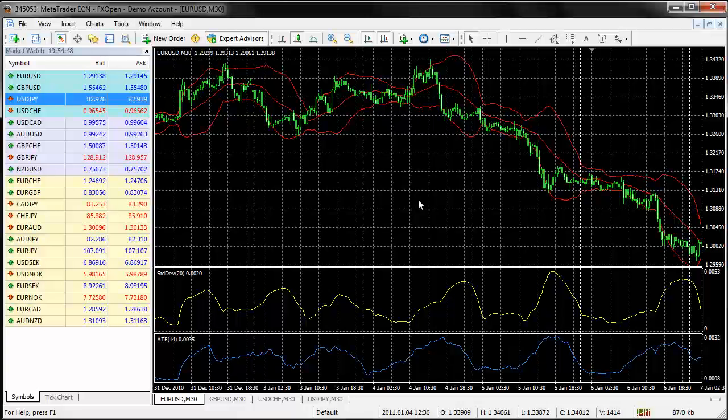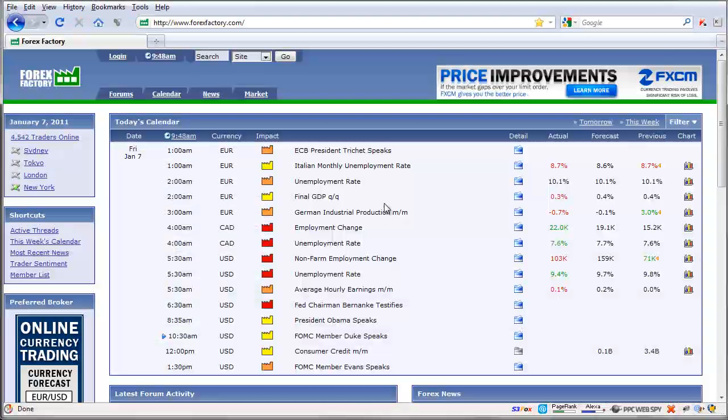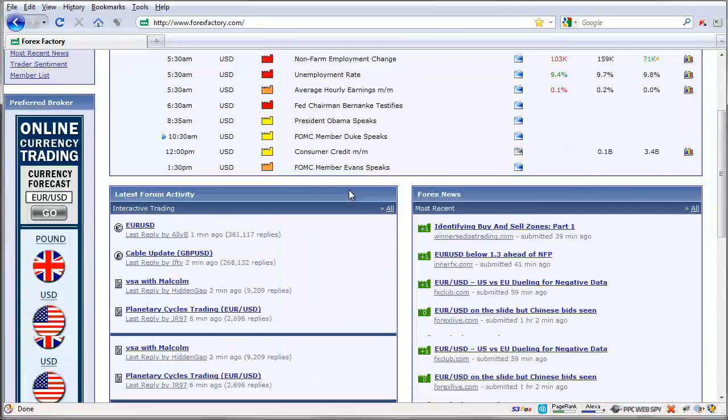Now, fundamental data. Let's quickly move into this before we get into the next video. Sometimes when I start up my trading station, the first thing I look at is the Forex Factory website. You can use Bloomberg if you like, but I prefer Forex Factory's data. It's a little bit better.